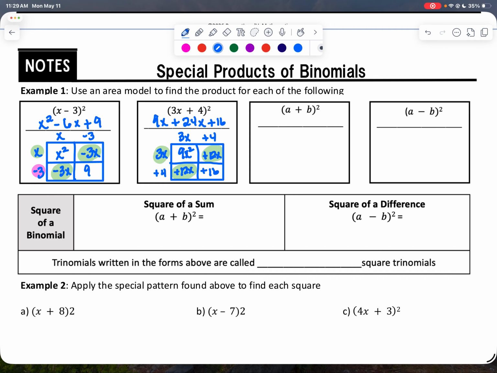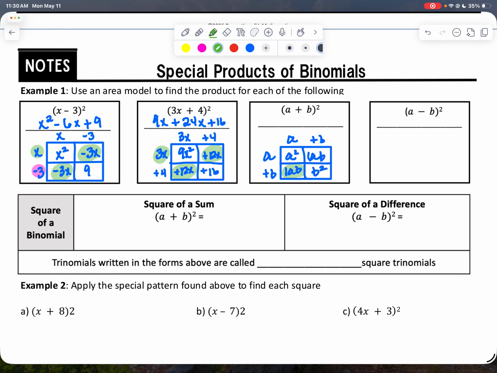All right, now we're going to multiply the quantity a plus b quantity squared. So again, it's just like the other problems. I'm going to create an area model here with a 2 by 2 rectangle. I'm multiplying a plus b times a plus b. So a times a gives me a squared. A times b gives me 1ab. You can put the 1 there if you want to. B times a also gives me 1ab, and b times b gives me b squared.